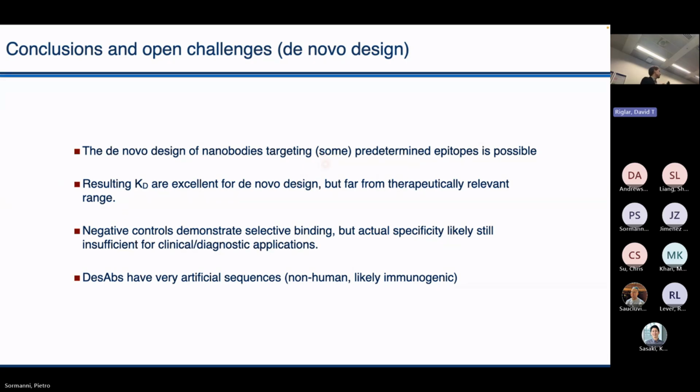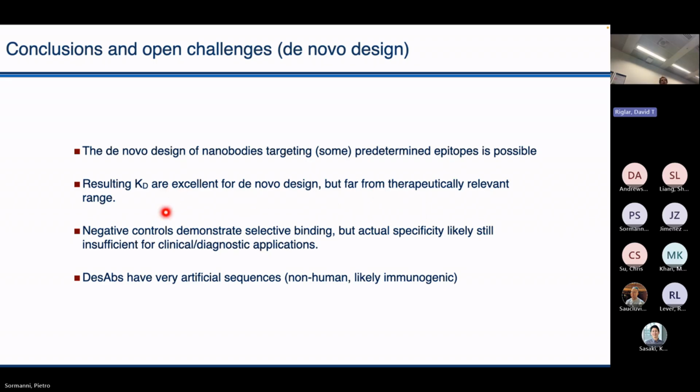Some, because these are fragment-based approaches. I didn't go into the technicalities of the computational part, but in some cases we have epitopes for which we don't have good fragments, and so we cannot design them. The KD, so the binding affinities we do get, are excellent for de novo design, but are very far from what's a therapeutically useful range.